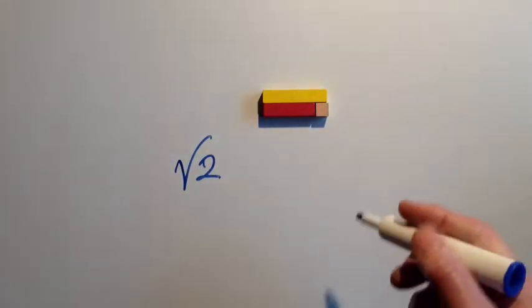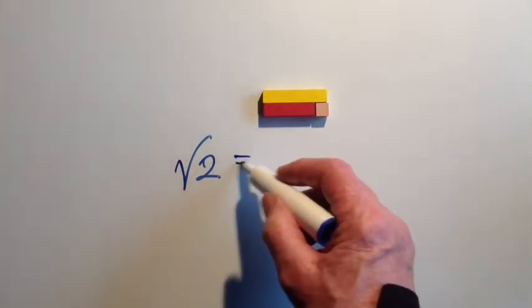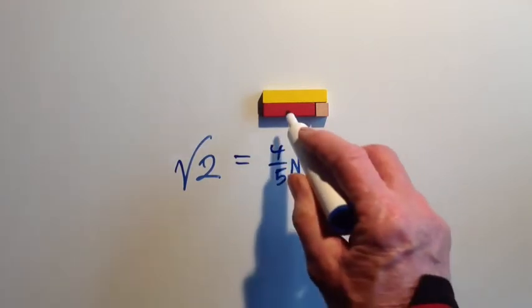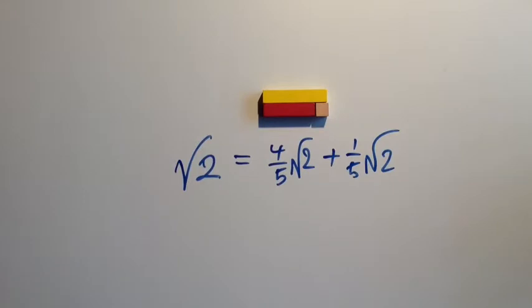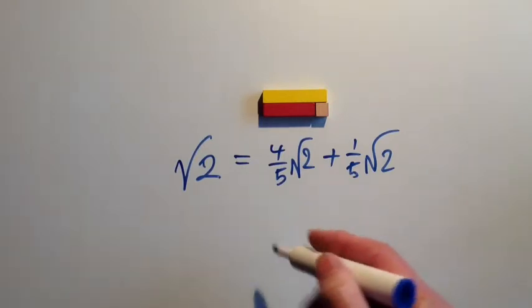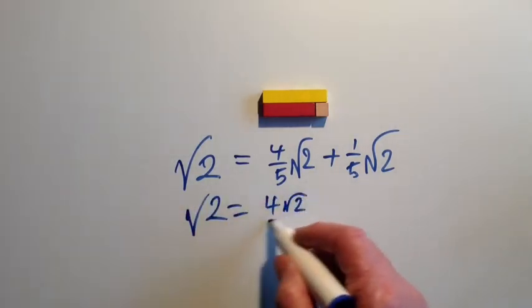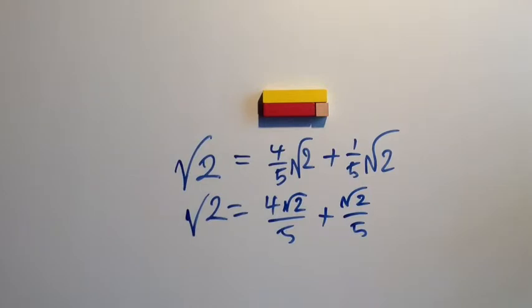So straight away, you see, I've gone into another world. Like the square root of 2, that's this one, is equivalent to 4/5 of the square root of 2 plus 1/5 of the square root of 2. This is it. This is Cuisenaire rods at work. I'll write it down a bit differently. The square root of 2 is 4 root 2 over 5 plus root 2 over 5. Isn't that nice? Well, I think it's nice.